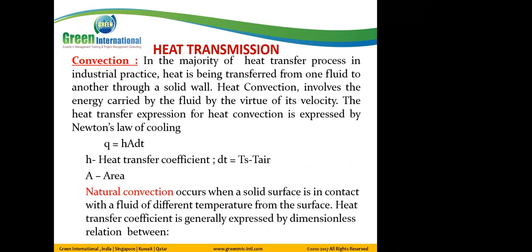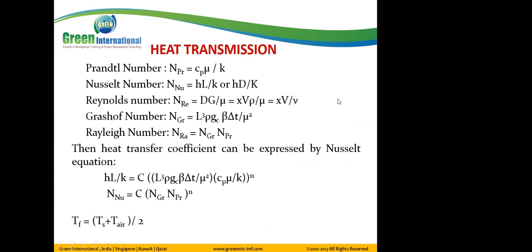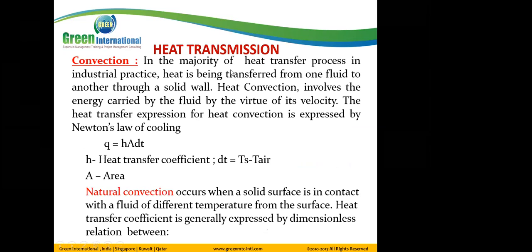So now we are going to see convection. The majority of our chemical processes involve convection in industry, from one fluid to another fluid through a solid wall. Heat convection involves the energy carried by the fluid by virtue of its velocity, which is nothing but h A delta T. Delta T is the temperature difference, which is the surface temperature minus the air temperature. Right? That's delta T.